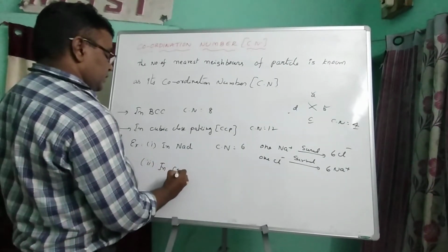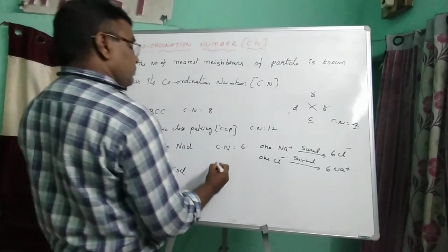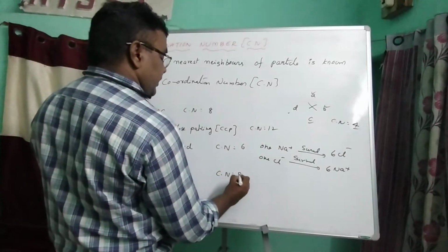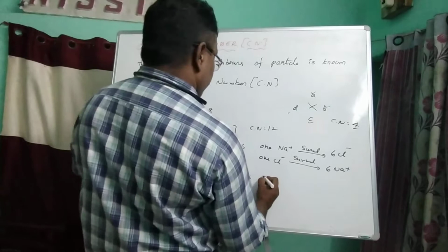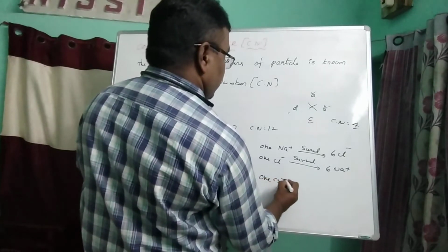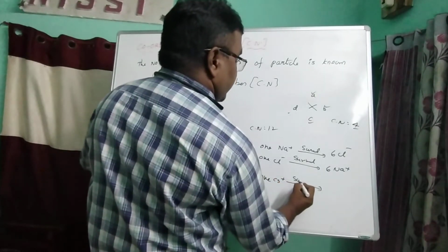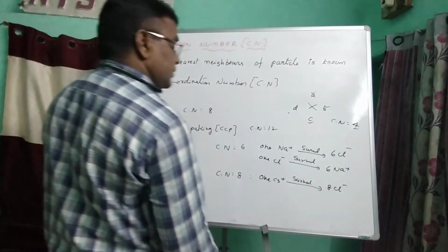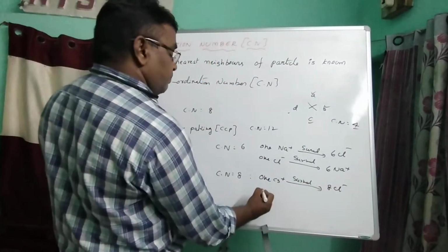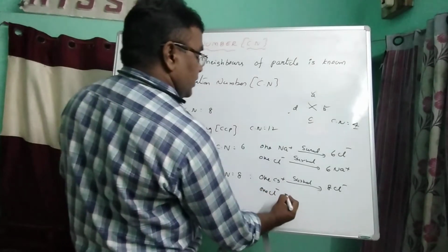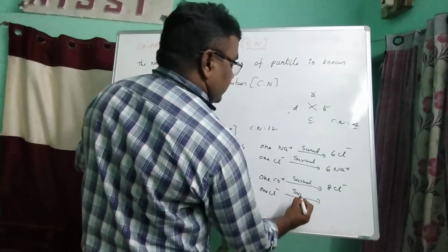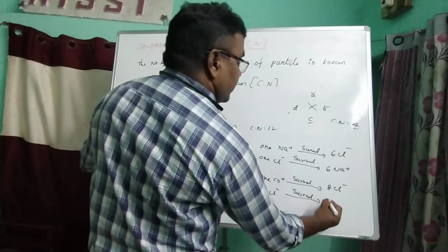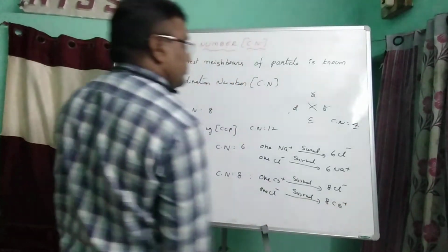Example 2. In cesium chloride, the coordination number is 8. It means 1 cesium ion is surrounded by 8 Cl minus ions. In the same way, 1 Cl minus ion is surrounded by 8 cesium ions.